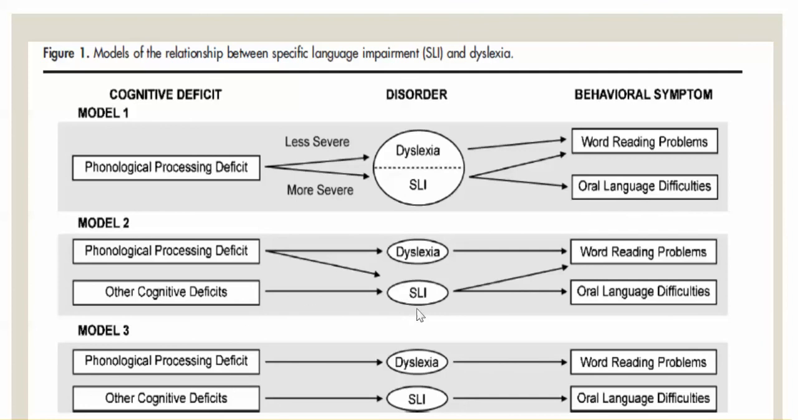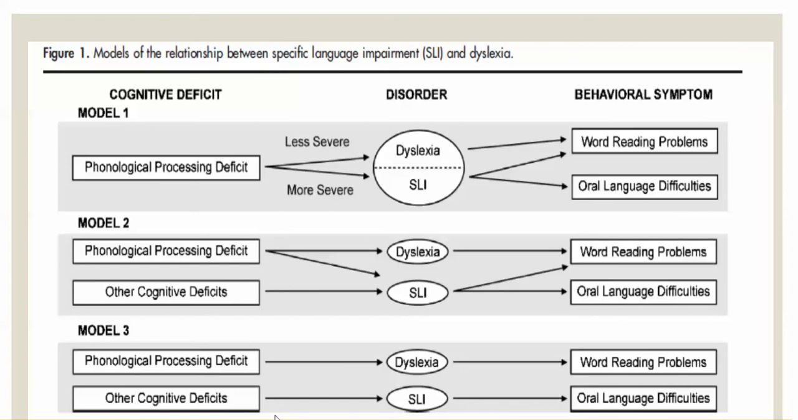The second model, they thought perhaps there is a phonological processing deficit, or perhaps there's other cognitive deficits. So the phonological processing deficit could still present in two ways, dyslexia, which results in word reading problems, or it could become SLI, which results in both word reading problems and oral language difficulties. Or it could be the case that there's other cognitive deficits at play that result in SLI, and that in turn manifests itself as word reading problems and oral language deficits.